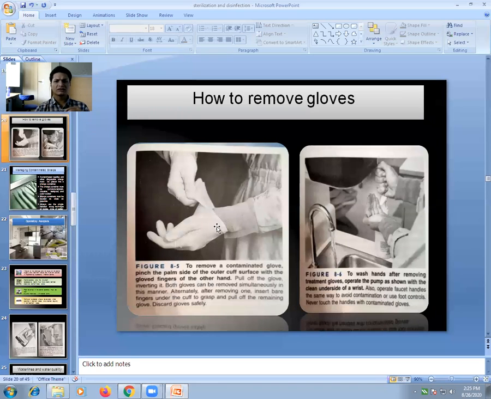How to remove gloves? Pull off the glove, inverting it. Both gloves can be removed simultaneously in this manner, shown in this picture here. Alternatively, after removing one, insert bare fingers under the cuff of the remaining glove and pull it off safely. And then again wash hands after removal of the gloves. So these are the important steps.